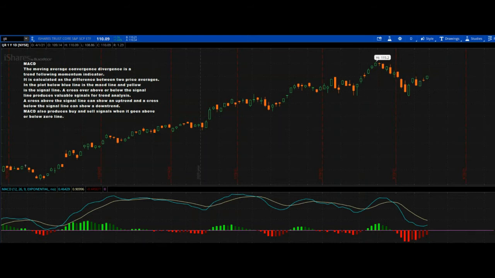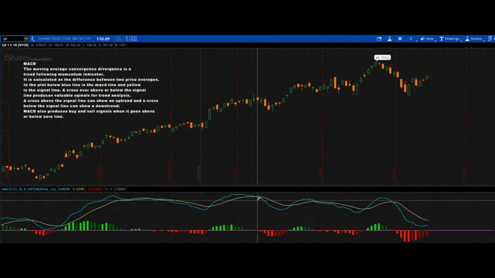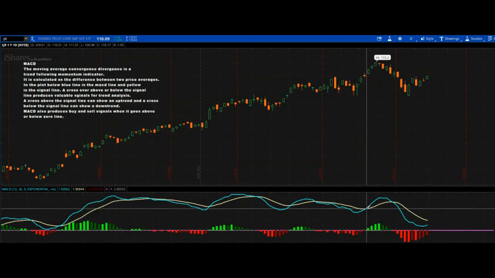Across, above, or below the signal line produces valuable signals for trend analysis. Right here, right here, and here. Across above the signal line can also show an uptrend, and across below the signal line can show a downtrend.